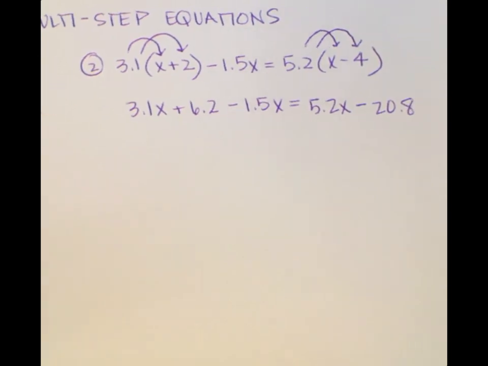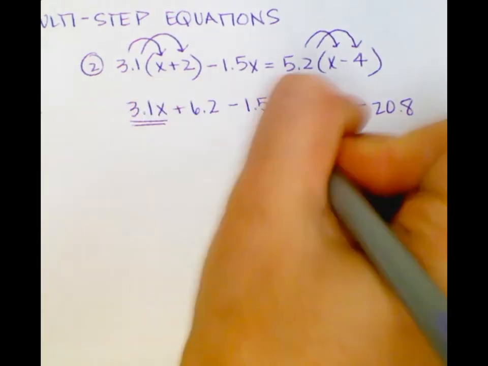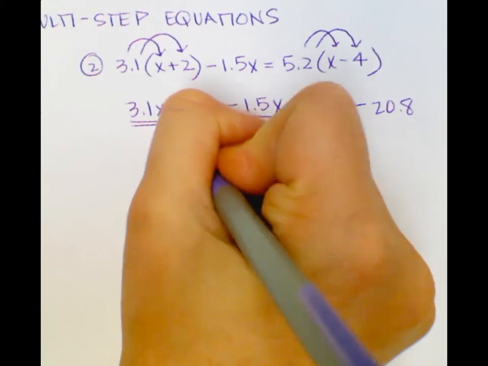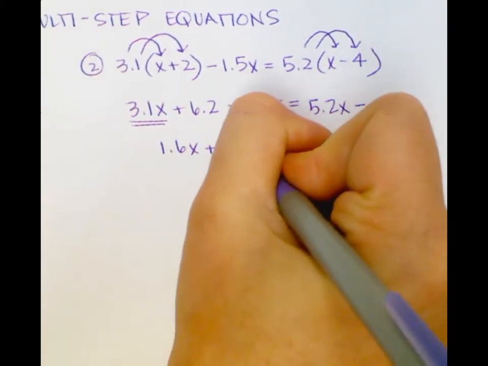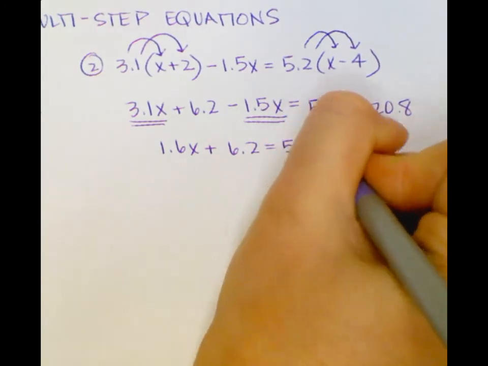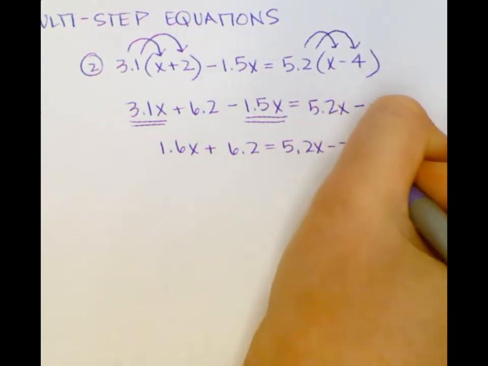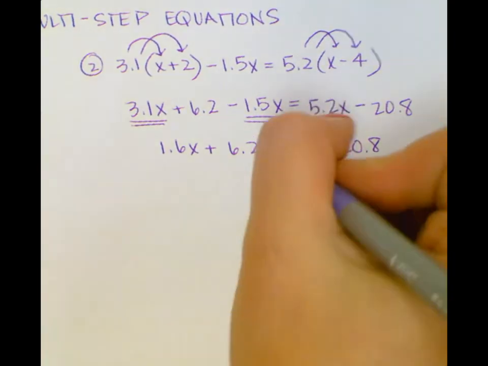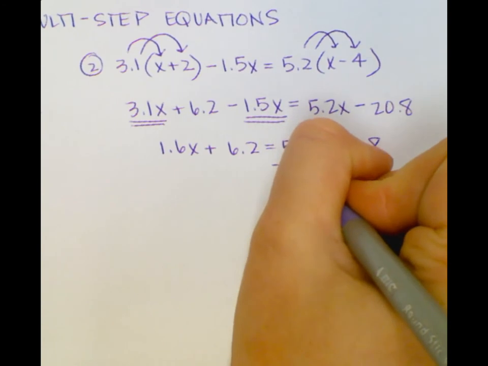All right. Now, what do we do on the left? Look at these guys right here. These are like terms, so we are going to simplify. So 3.1 minus 1.5 is 1.6x. Still got our 6.2. Still got our 5.2x. And still have our 20.8. So now we need to get all the x's on the left. So I'm going to move the 5.2x. It is a positive 5.2, so we know that we are going to subtract that 5.2.